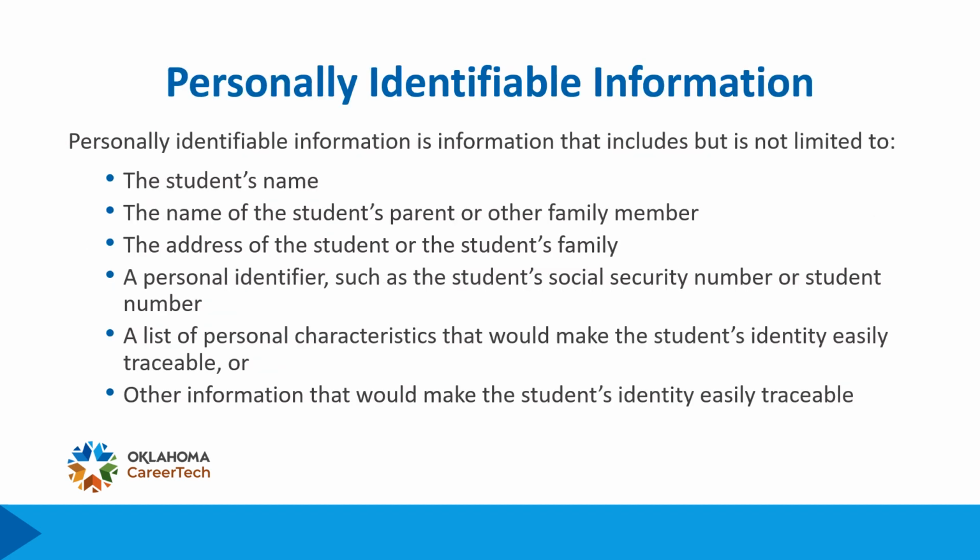Personally identifiable information includes, but is not limited to, the student's name, the name of the student's parent or family members, the address of the student or the student's family, a personal identifier, such as the student's social security number or student number, a list of personal characteristics that would make that student's identity easily traceable, or other information that would make that student's identity easily traceable.